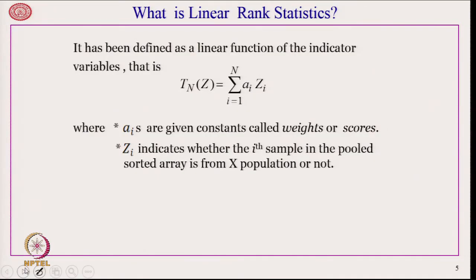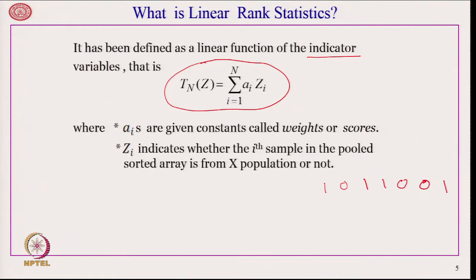If we remember, the linear rank statistic is of the form T_n(z) equals sigma a_i z_i, where z_i is an indicator variable. In all our examples, we typically took z_i equal to 1 for x and z_i equal to 0 for y. Therefore, if we have 1 0 1 1 0 0 1, that means there are 7 observations, of which 4 are from x and 3 are from y, and in the sorted order they look like this. Therefore, the z vector will look like 1 0 1 1 0 0 1.